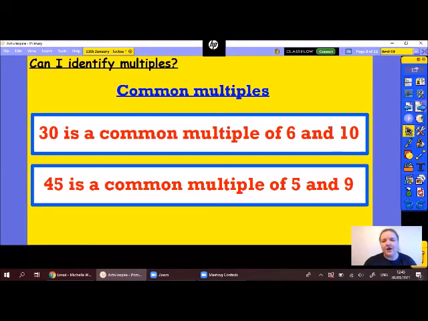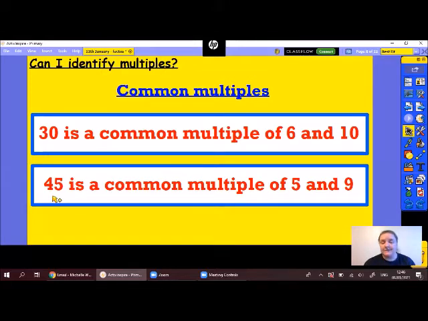So when we're looking at a common multiple, we're looking for a number that has 2 different times tables in common. So let's have a look. We've got a couple of examples. The number 30 is a common multiple of 6 and 10 because it's in the 6 times table and it's in the 10 times table. So it has that in common.